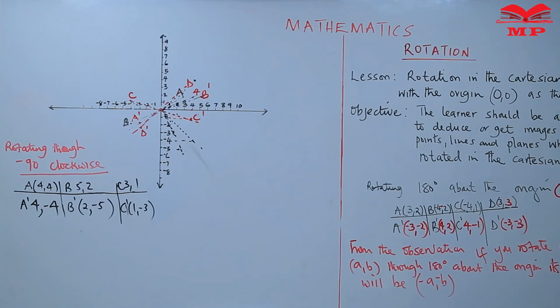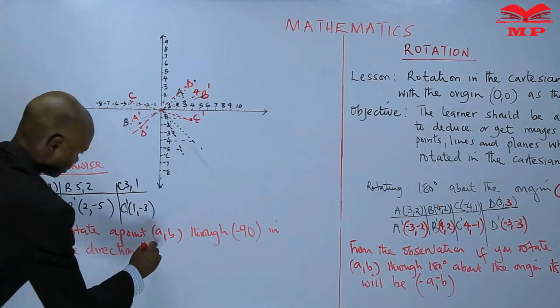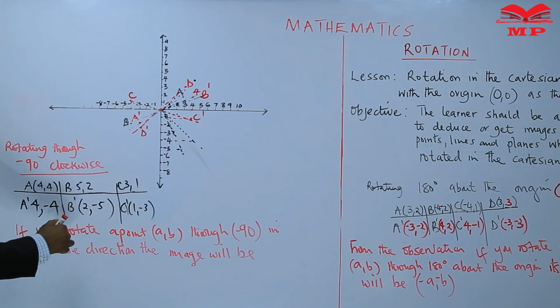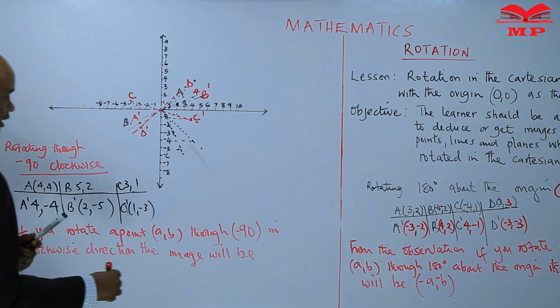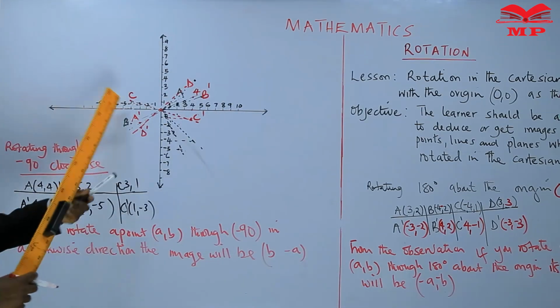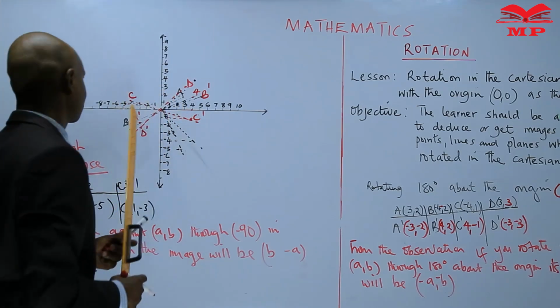So we can make a conclusion that the image will be B, -A. You can just get that from that. This B comes here and then negative. B comes here and 5 changes. B comes here and A becomes negative. It will become B, -A.